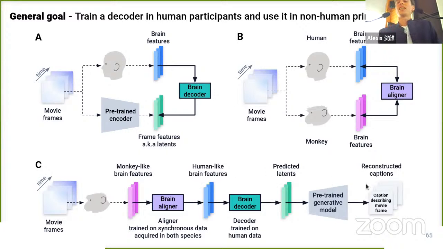Then we'll do something slightly different from before. The latents that we've predicted here will be used as inputs to a text generative model. There are many reasons for why we want to use these generative models, but mostly what we will end up with are short sentences describing what the person is seeing, whether it be a human or a monkey.